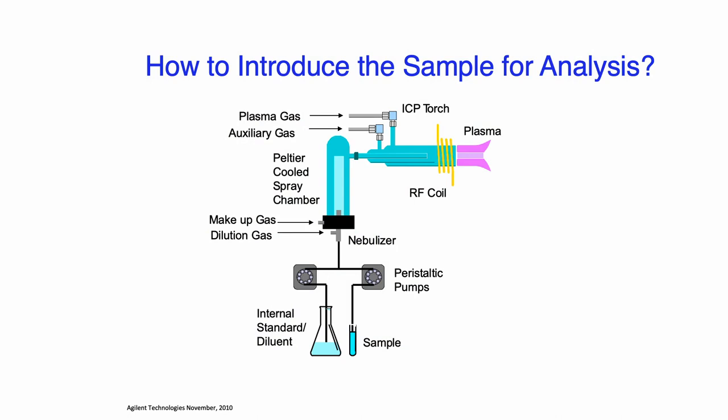So here's our sample, a liquid sample. And we've got a little peristaltic pump that pumps the liquid up to this thing called a nebulizer. The nebulizer is going to convert it into an aerosol. But coming in here, notice there's a dilution gas. The dilution gas is argon. And argon actually dilutes our sample right at that point before it enters this spray chamber. Once the aerosol gets in here, there's a makeup gas, also argon, that pushes the droplets down to the bottom of the tube.